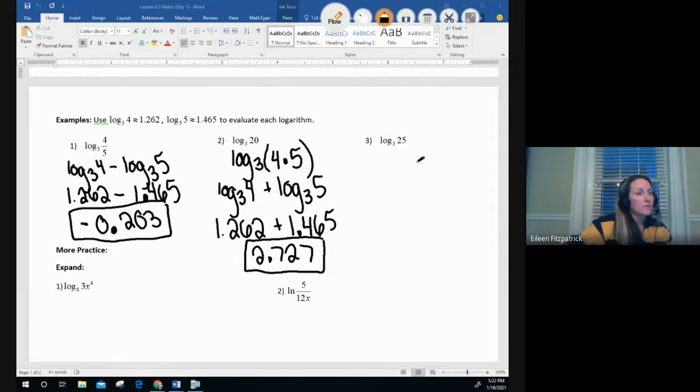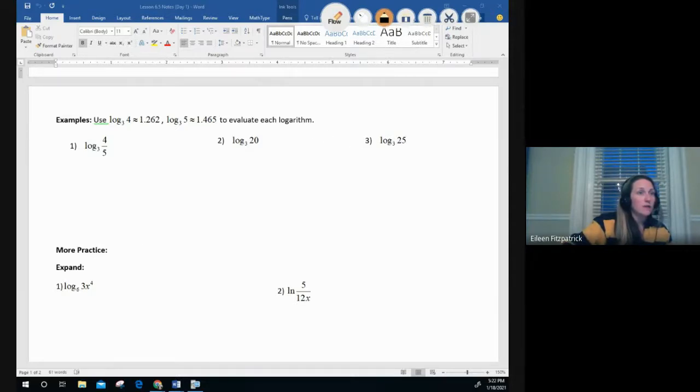Log base 3 of 25. Well, you have two options here. Let me erase what I have so far so I have more room. I'm going to do this two different ways. I could write it as log base 3 of 5 times 5, or I could write this as log base 3 of 5 squared.